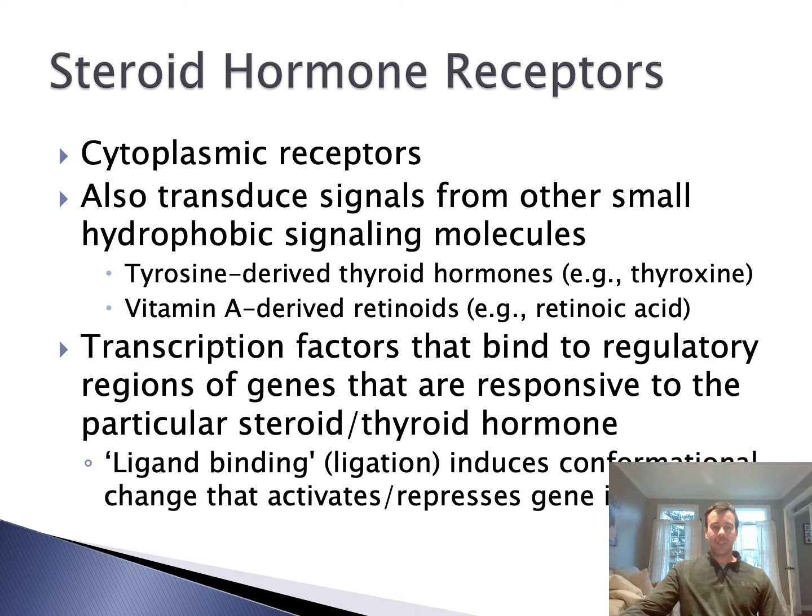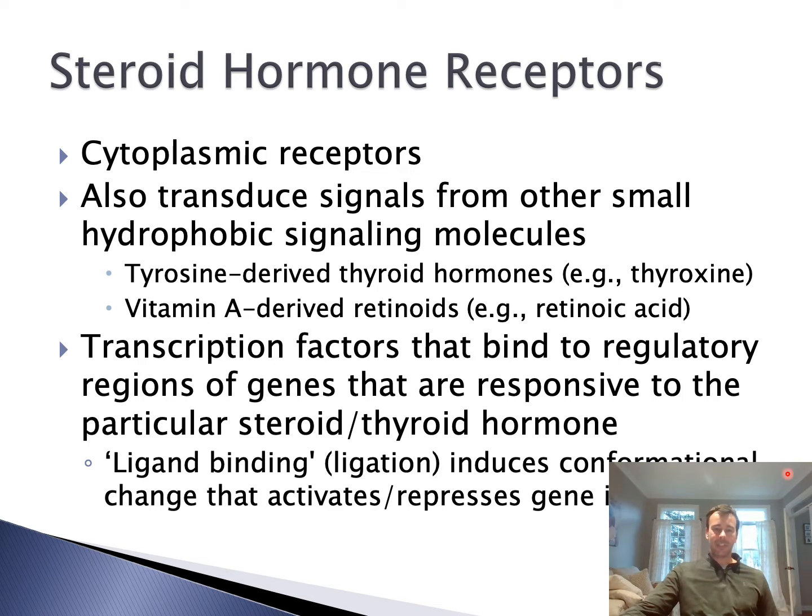The receptors themselves, the receptors that bind to the steroid hormones, are cytoplasmic receptors, as we mentioned. They are not in the lipid bilayer. They can also transduce signals from other small hydrophobic signaling molecules, such as those listed here. But most of these are transcription factors that bind to regulatory regions of a gene that are responsive to the particular steroid or thyroid hormone. So essentially the hormone binds to the transcription factor, and then that can impact transcription.